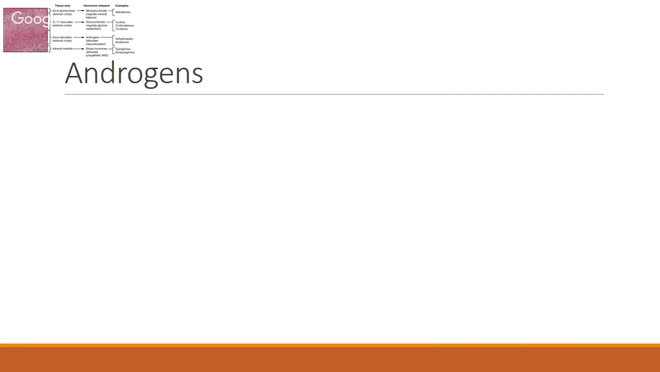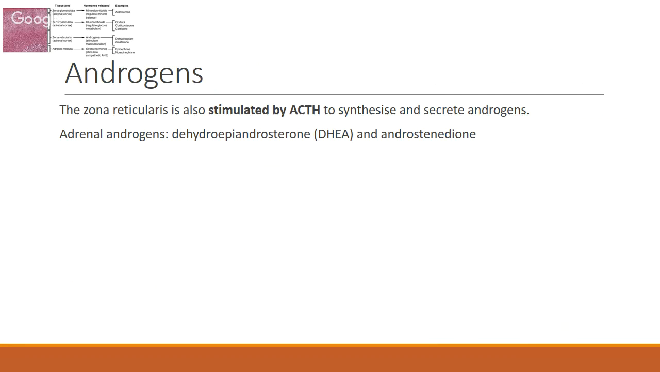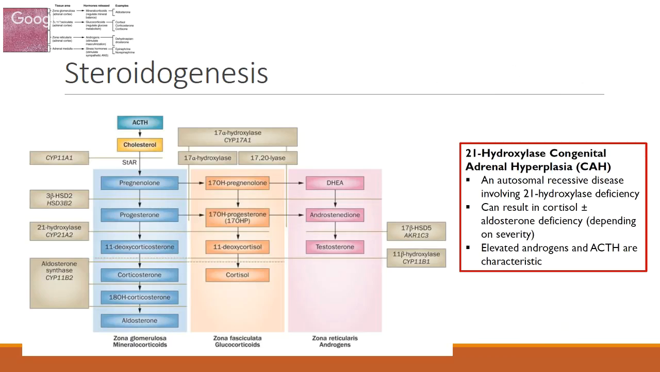Okay, so that was cortisol. Now let's move on to the third part of the adrenal cortex, which is androgens, produced by the zona reticularis. Honestly, the only thing you need to know about this is this. You just need to know this one condition for this part of the adrenal cortex.